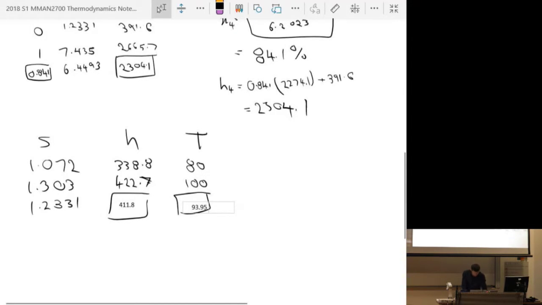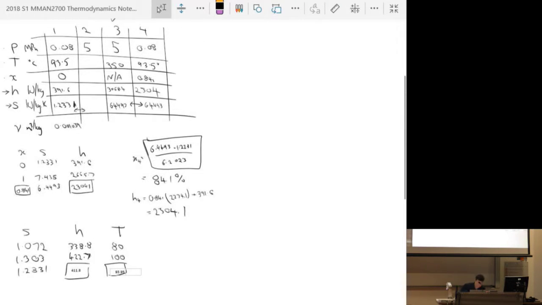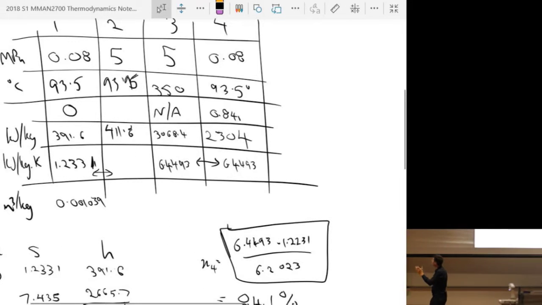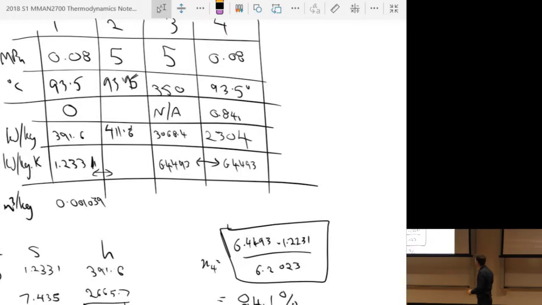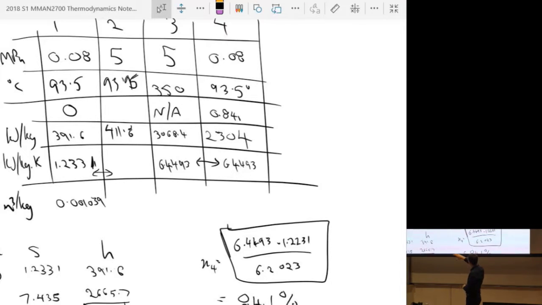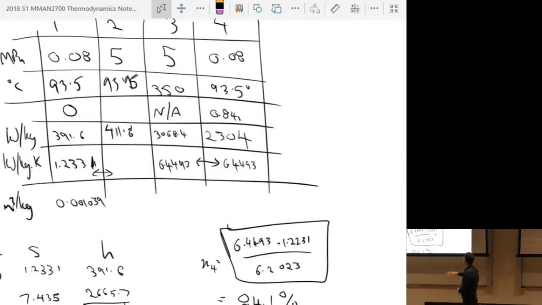At least you can read it. So, now what's the problem with that? The enthalpy was 391, this is 411.8, and this is 93.95. Right? Well done. So you can see that by going through the pump, going through the turbine, we've gone from 350 degrees to 93 degrees. Massive change. Large enthalpy jump as well. We've gone from 3,000 to 2,300, so it's going to be about 700 kilojoules per kilogram through the turbine. Through the pump, we've gone up half a degree C, so not very much. And in terms of enthalpy gain, we've gone up about 20 kilojoules per kilogram.